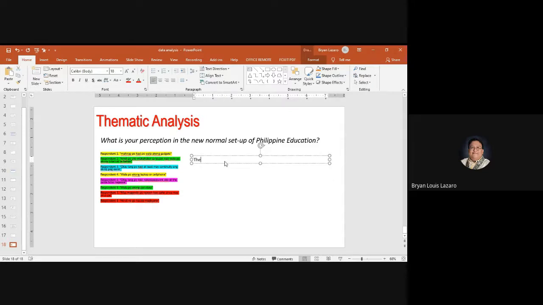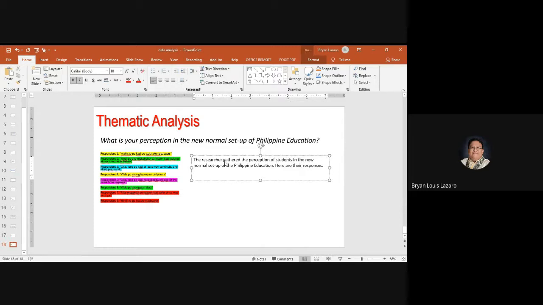So, students, the researcher gathered the perception of students in the new normal setup of the Philippine education. Here are their responses. Maglalagay ka ng title.